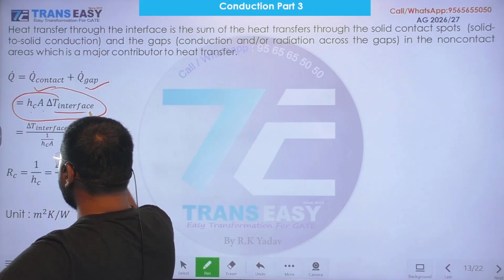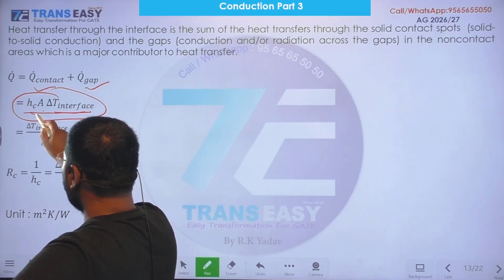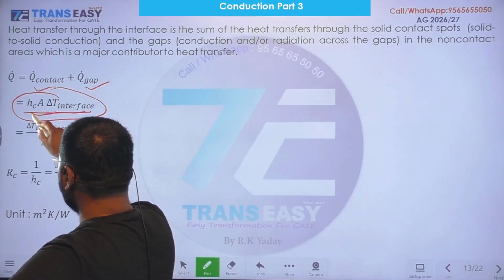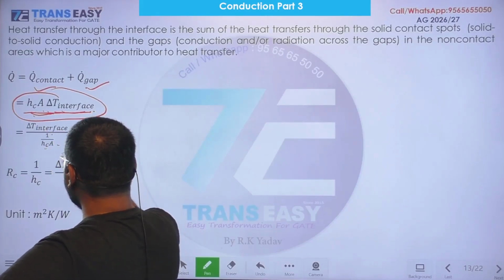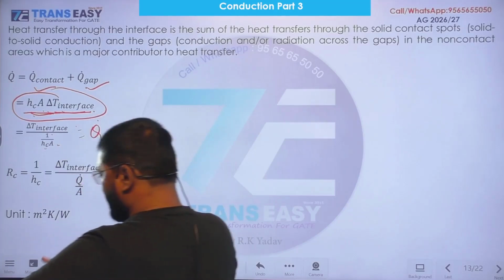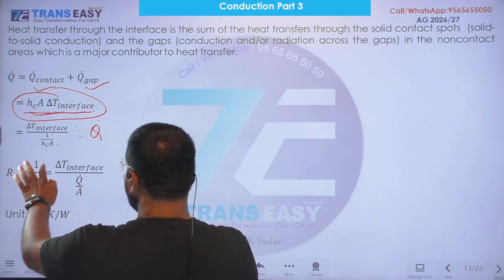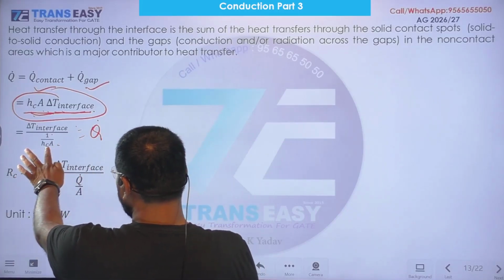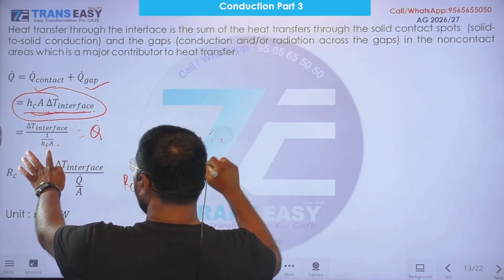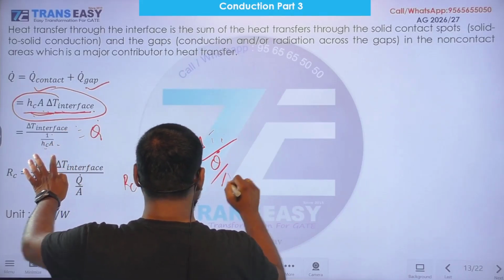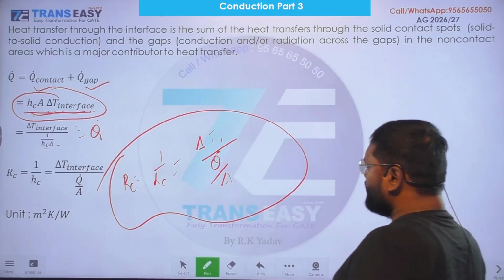h_c A delta T interface, we can write like this: Q dot = h_c A delta T interface, where delta T interface upon 1 upon h_c A. This is Q dot at the interface, and 1 upon h_c, what do we call it? Contact resistance, 1 upon h_c. So delta T interface upon Q dot upon A. This is contact resistance. Right?